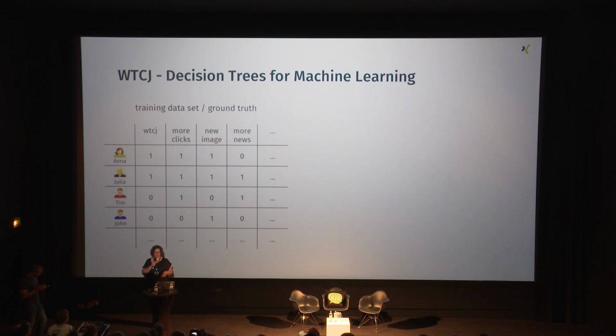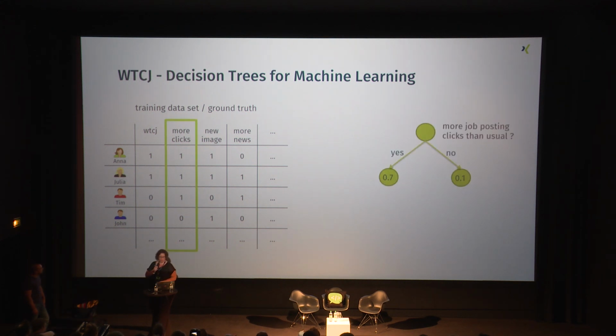So we start pretty simple with a decision tree. Again, we have our training set, our ground truth, we have the 4 users that you saw before, and Anna and Julia, they have a 1 in the first column, so they are looking for a new job, while Tim and John seem to be happy and they don't want to change. And we have some more features like, did they click more on job postings in the last month? Did they update their profile image? Did they read more news? And so on. And now we want to create a binary tree to distinguish between those users that are looking for a new job and those that are not looking for a new job.